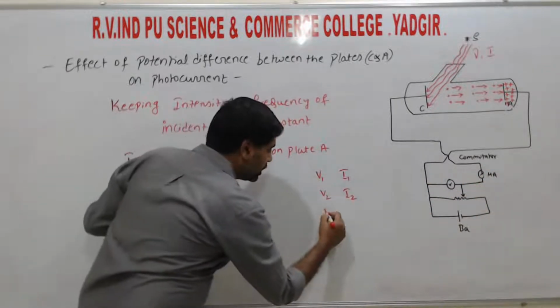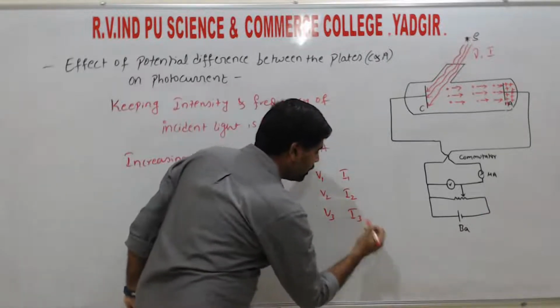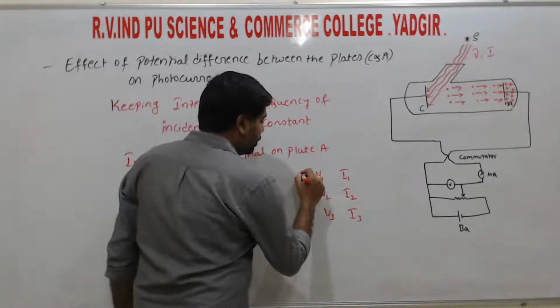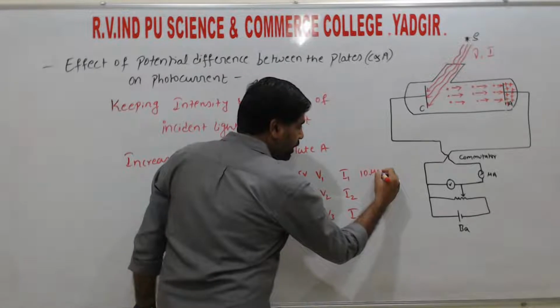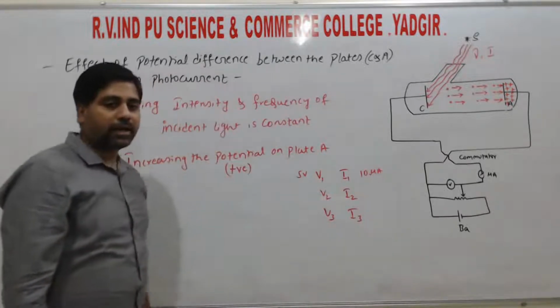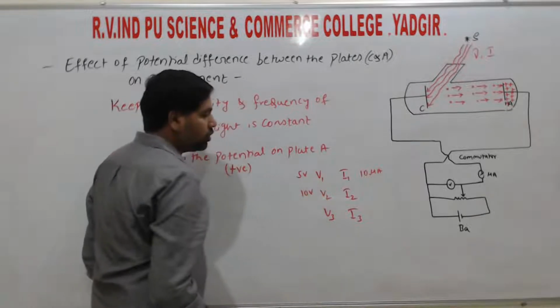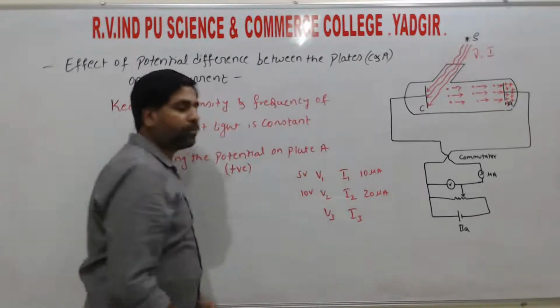So if we further increase V3, then we get current I3, that is increasing. If we give 5 volt here, for example, we get 10 microampere current. Then if we increase the potential to 10 volt, here we get 20 microamperes.